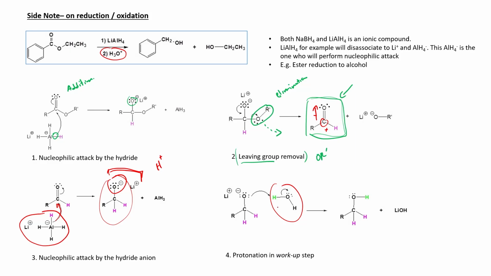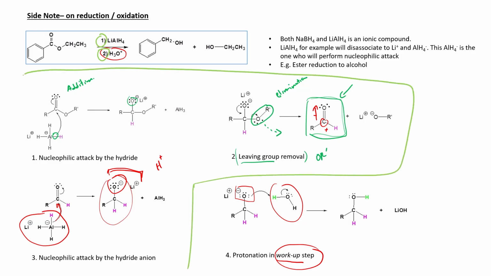So basically when you add water, this oxygen will get protonated. If you look here, it is protonated in the workup step, as if there are 2 different steps, which is true. If you look here, they are number 1 and number 2, meaning that in order to do this reaction, in order to get alcohol, you need to finish this first. Only after you get this, only then you add water.